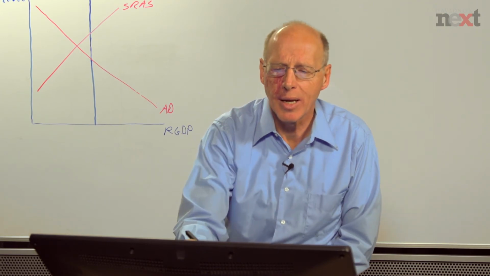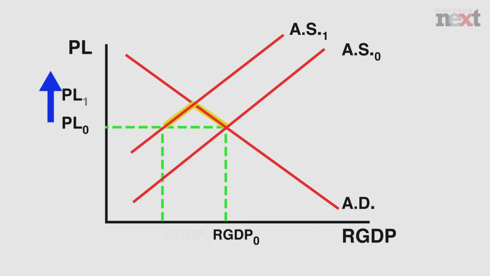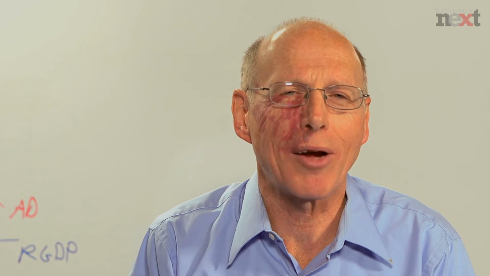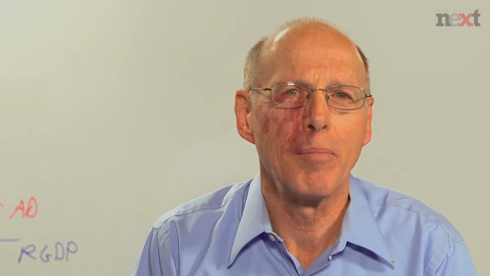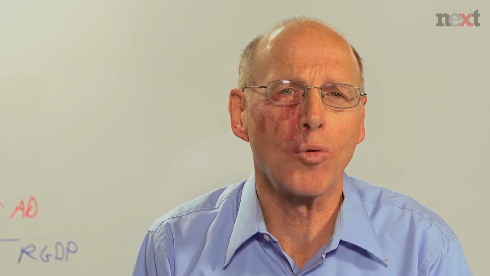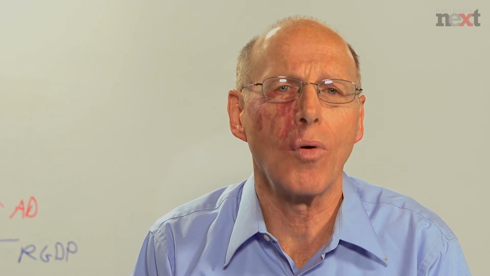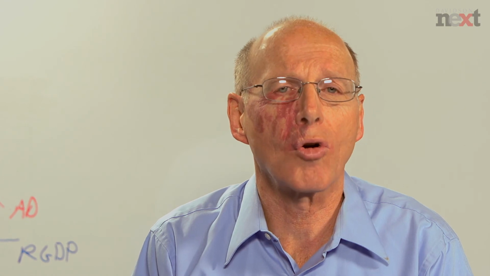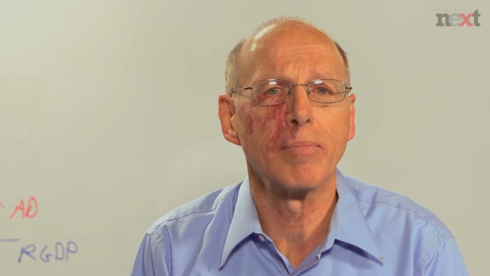aggregate demand. And this new equilibrium is at a higher general price level, PL1, and a lower level of output, RGDP subscript 1. So the economy has moved to a new short-run macroeconomic equilibrium. But this new short-run macroeconomic equilibrium is at a higher price level and a lower level of real GDP. And this lower level of real GDP means that unemployment has increased.